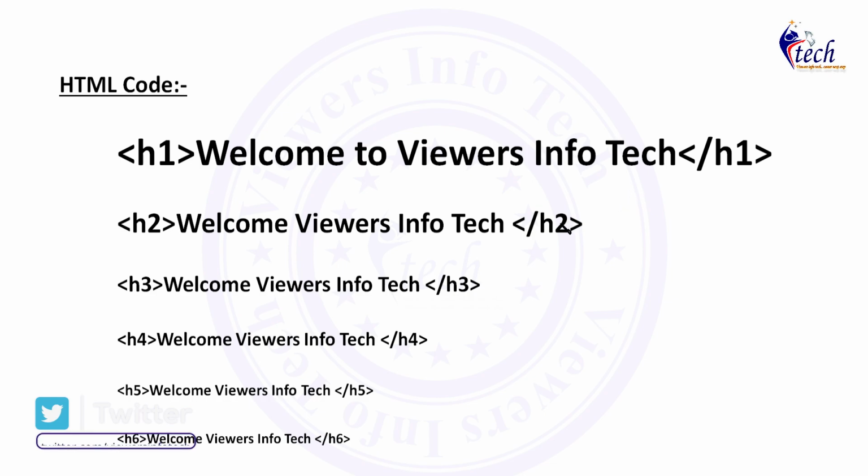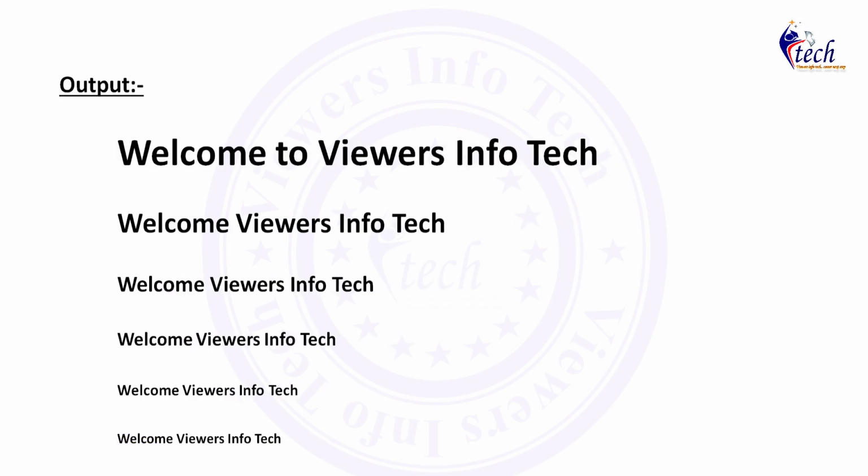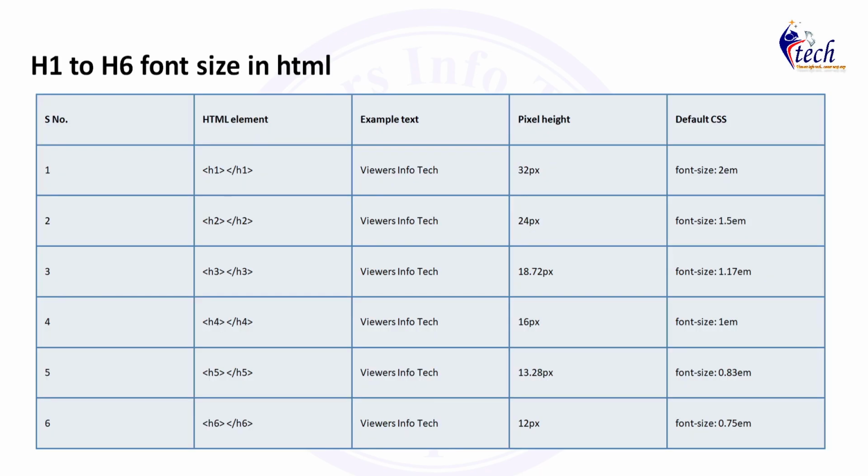So this is the h2 and h3 and h4 and h5 and h6. So heading tags are pair tags, you know, right? So the outputs look like this. Okay. So if we observe here, the h1 to h6 font sizes in HTML.